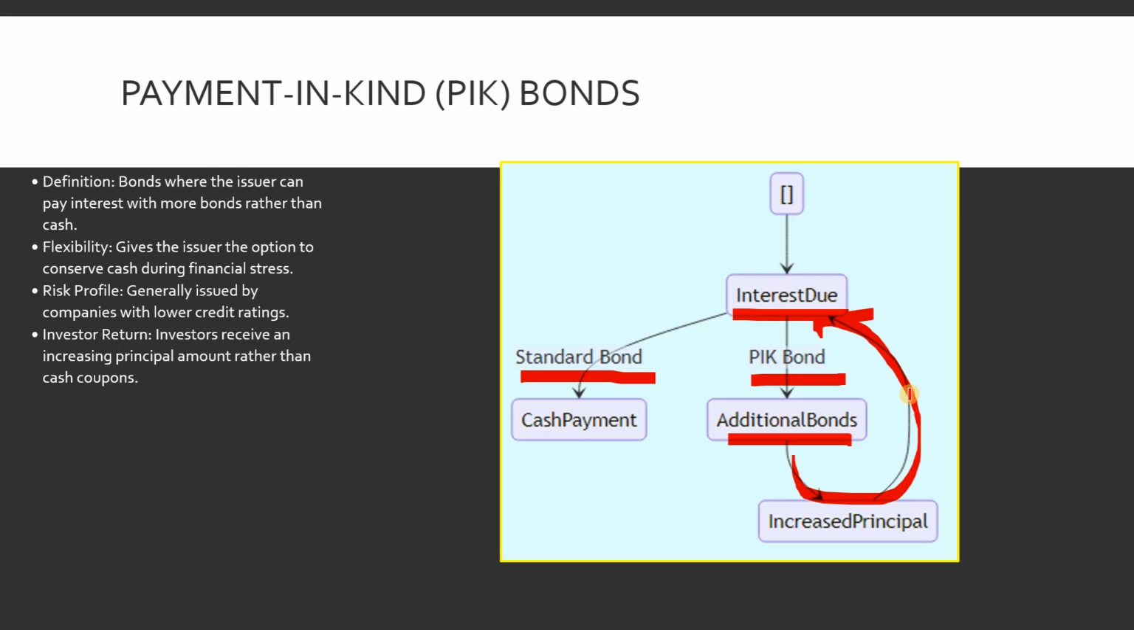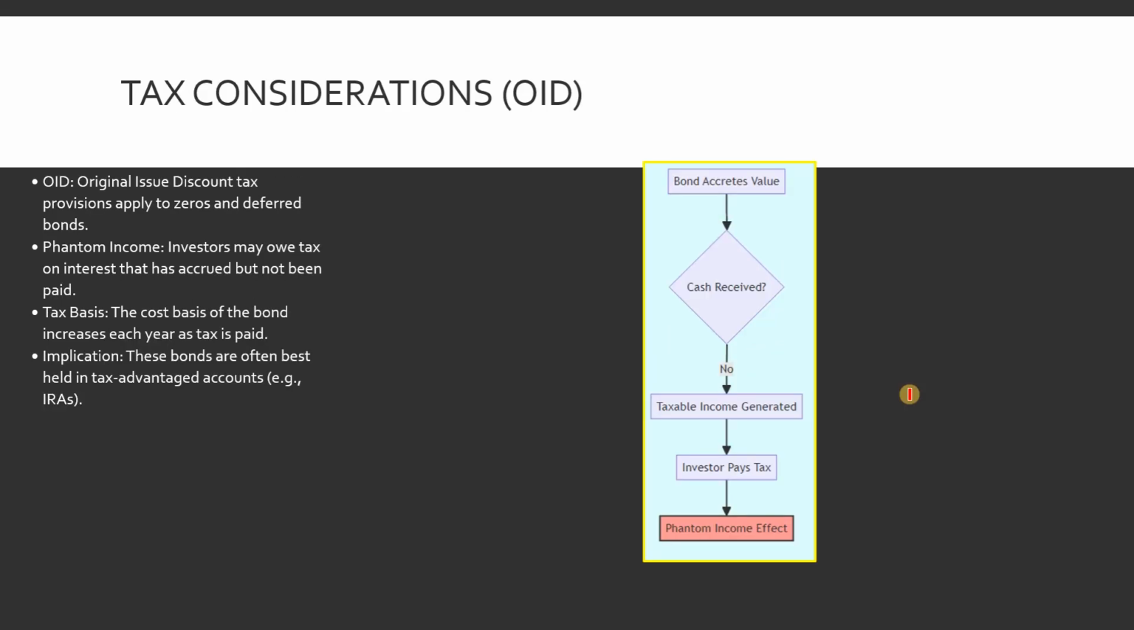Now let's go to the OID, the tax consideration. A critical aspect of this structure is taxation. Even though zero coupon and deferred bonds do not pay cash immediately, tax authorities often treat the increase in the bond value as taxable income each year. This is called the original issue discount, or OID, tax. It creates phantom income, meaning you must pay tax on money you have not physically received yet. Because of this, these bonds are often best suited for tax-deferred accounts like pension funds or IRAs. You may face a cash tax liability annually even if the bond yields no cash until maturity.